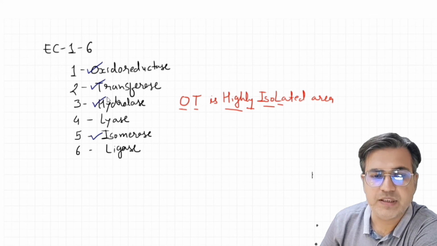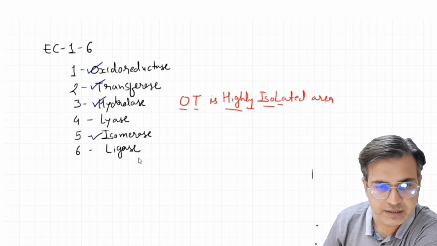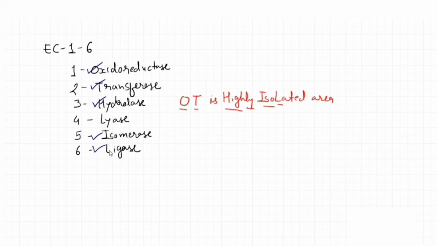Hydrolase enzymes will break the bond by adding water. Ligase enzyme will make a bond by using ATP. And lyase can make a bond or break a bond without using ATP or water.